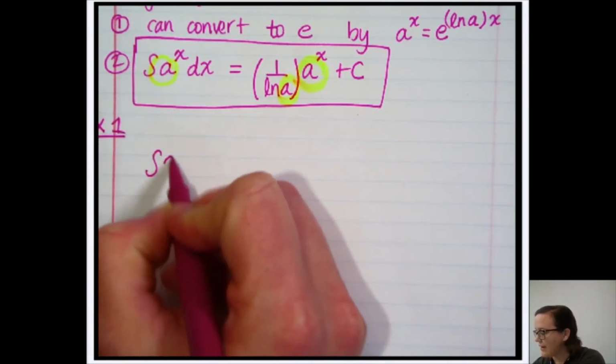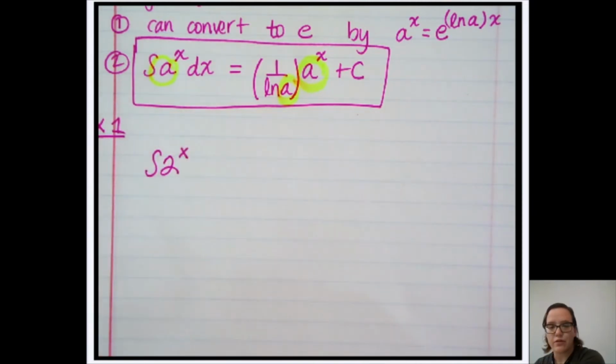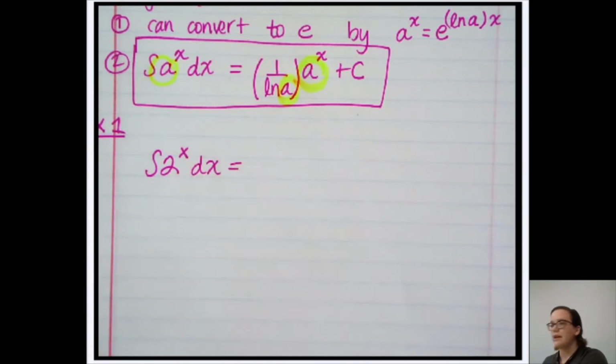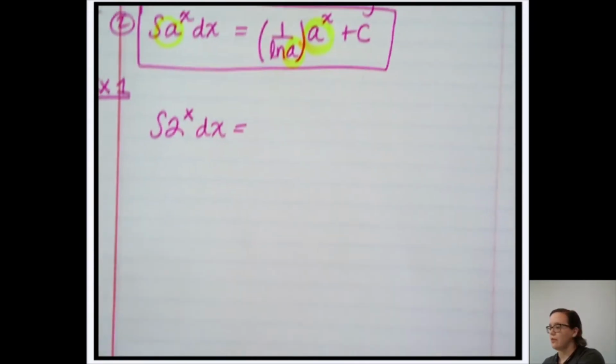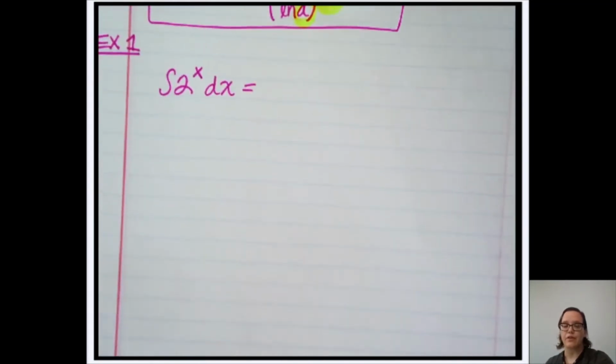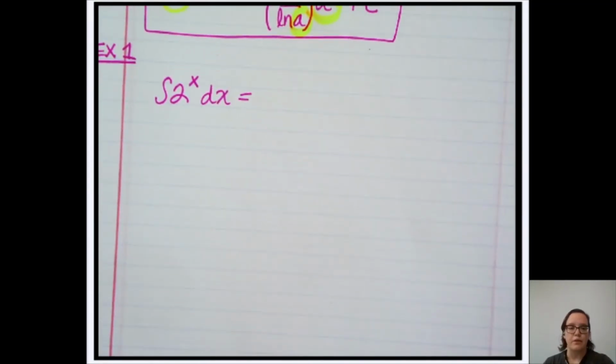We have the integral of 2 to the x dx. Remember, when we're finding integrals, we are looking for the area under the curve. If we had this from a lower limit to a higher limit, then we would be looking at the area from left to right. But here we're just talking about the entire curve.